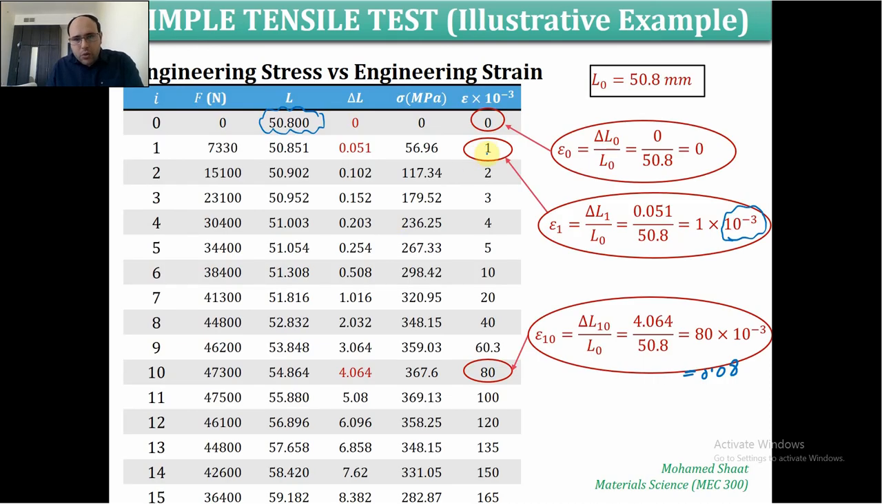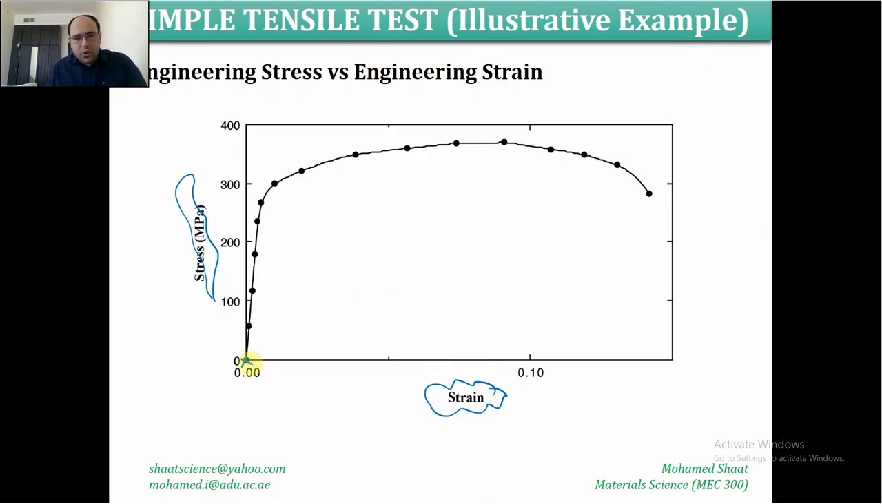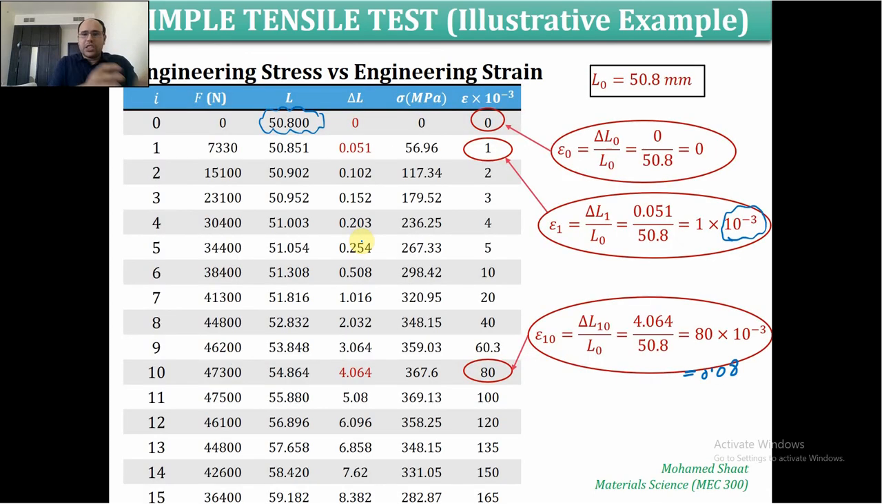Then when the strain is 1, the stress was 56.96. So over the figure, at strain equal 1, you're going to mark another point. And at strain equals 2, you're going to mark another point, and so on. So you're going to keep on marking and allocating these points. These form X and Y, like 2 coordinates of a point over the curve.